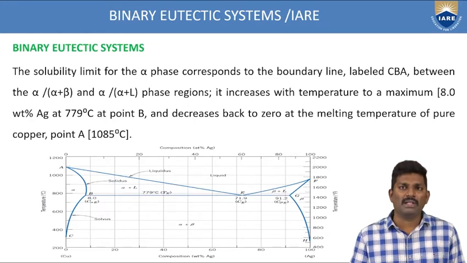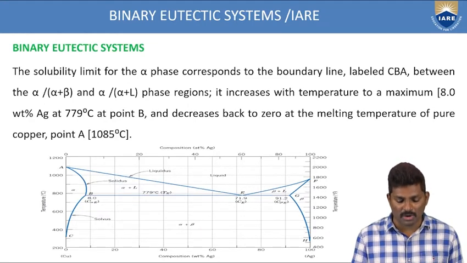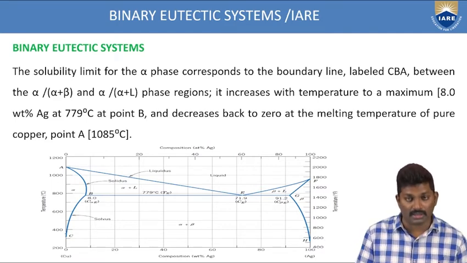Now the solubility limit for these alpha phases corresponds to the boundary line. So what is the boundary line for the alpha phase? You can see the figure. So these are the boundary lines.